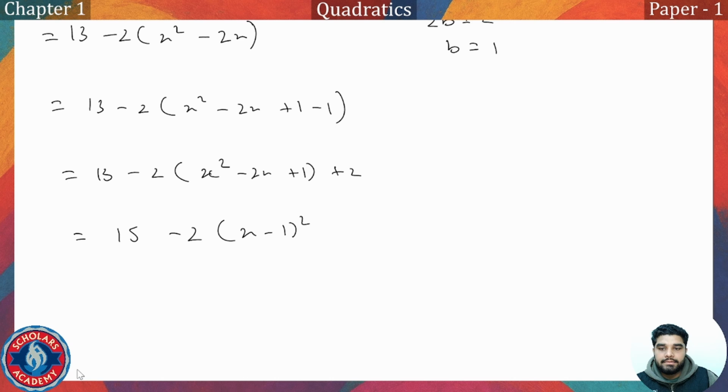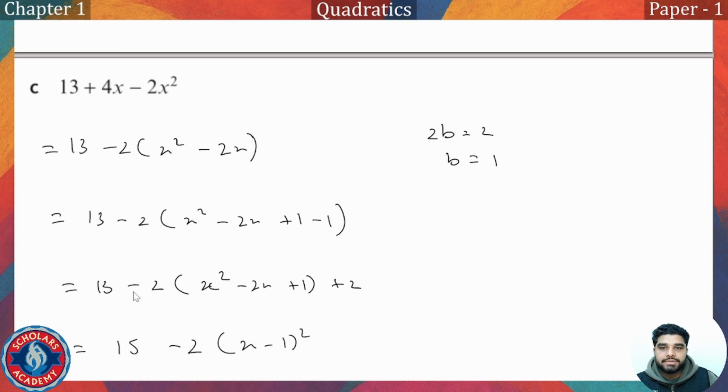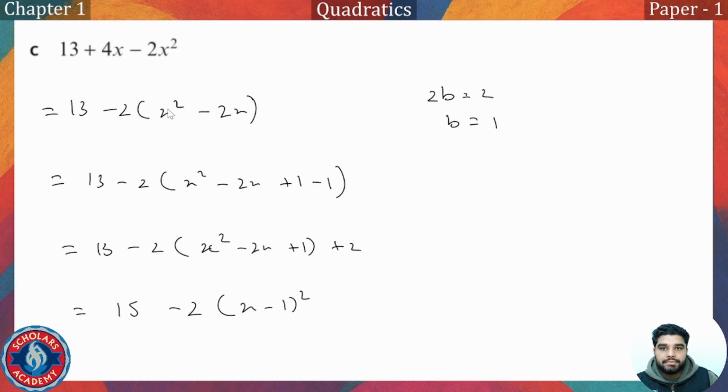Right? I hope you understood this, because the term over here was negative 2. We'll ignore negative, we'll just focus on this numeric value. So 2b should be 2, it means b will be 1. So square of 1 is 1, and we'll subtract that same value, so negative 1. All right.